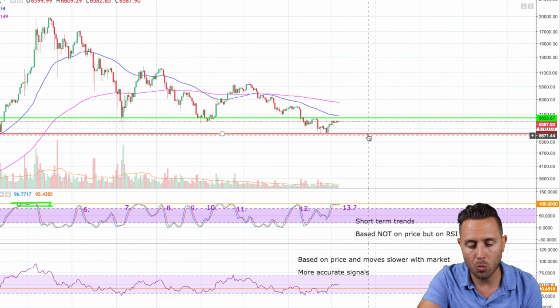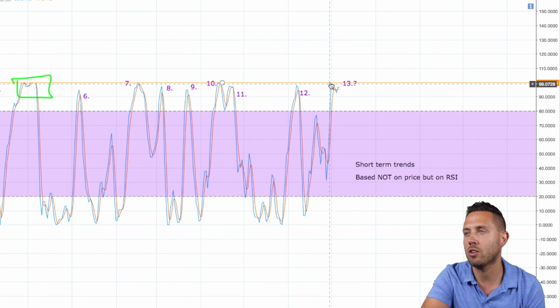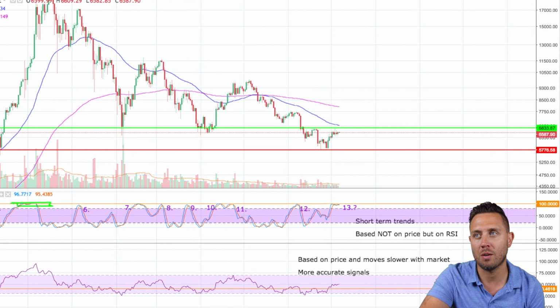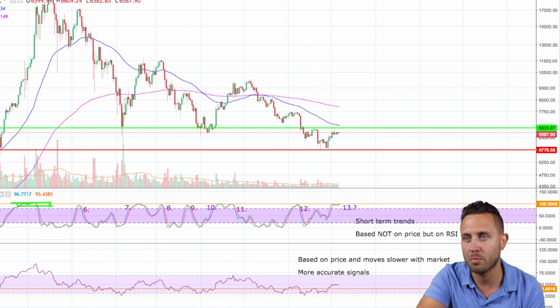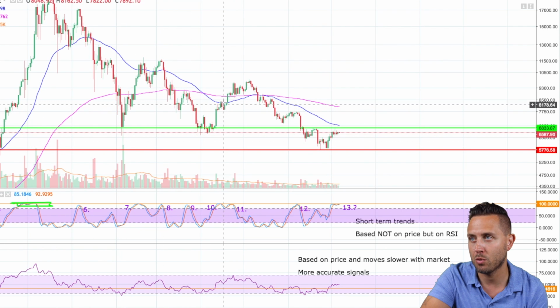And what would a pullback look like? Well, pullbacks at rejection of 100 on the stock RSI historically, I mean, they've ranged from very large pullbacks, and I'll just pick one and measure one. So let's take this one, for example, right here.